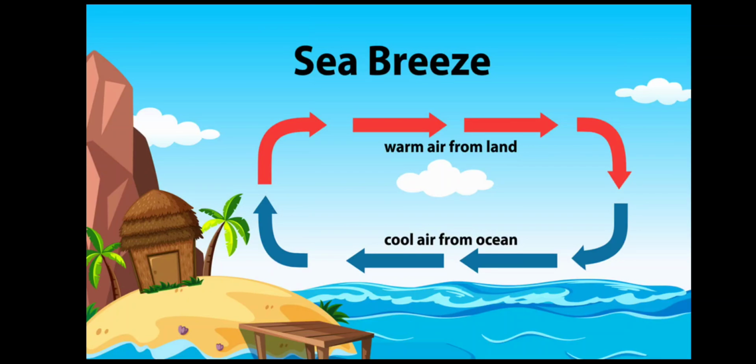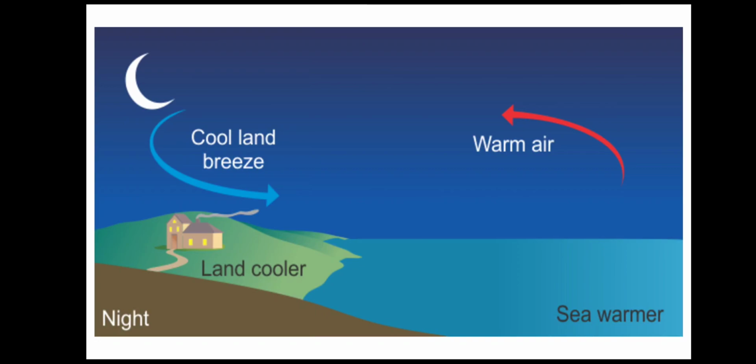As we know, hot air is lighter than cold air. Therefore, warm air above the land rises. The cool air from the sea comes to take its place. This is known as the sea breeze. It cools the land near the sea.